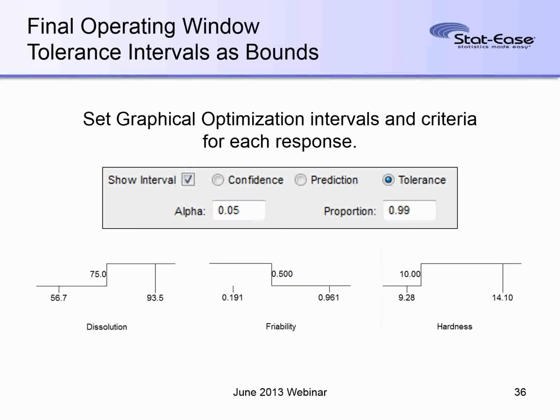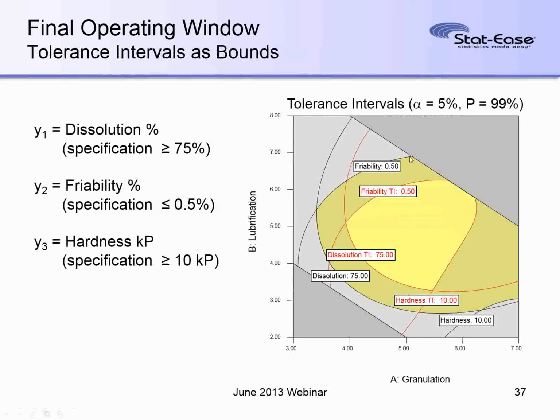What that will give you is a graph that shows, on average, where you can meet the specifications. And then by adding that tolerance interval, it gives us some uncertainty room. Back away from those edges so that at least 99% of the population will meet specifications as supplied.